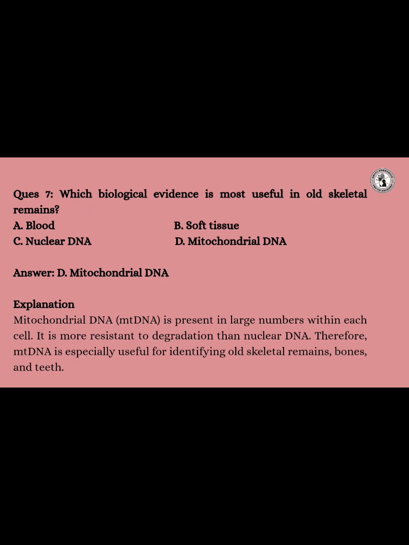Our next question is, which biological evidence is most useful in old skeletal remains? Option A, blood, B, soft tissues, C, nuclear DNA, D, mitochondrial DNA. Answer is D, mitochondrial DNA. Explanation: mitochondrial DNA is present in large numbers within each cell. It is more resistant to degradation than nuclear DNA. Therefore, mitochondrial DNA is especially useful for identifying old skeletal remains, bones, and teeth.